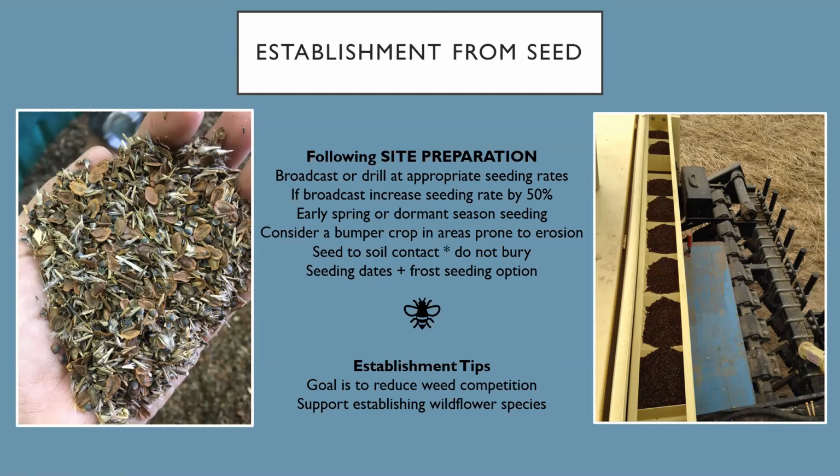One way that you can achieve this is once seed is broadcast, you can roll over that with either a cultipacker or even dragging a section of chain link fence behind a tractor to lightly incorporate this seed. There's also an option for frost seeding: broadcasting the seed on top of snow and allowing the snow melt to carry it down. Of course, that's going to have its own challenges and considerations. You don't want to be doing that on a heavy slope area to carry the seed off site. But that's pretty much establishing from seed.